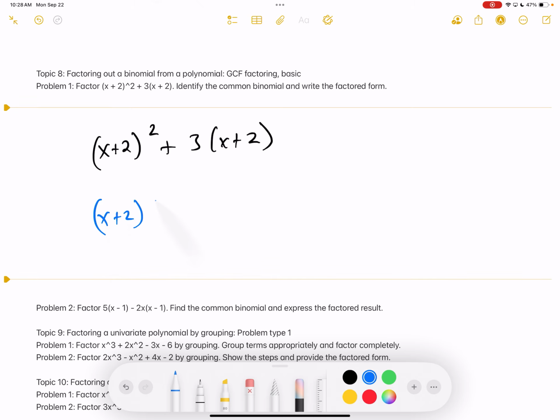If I factor out an x plus 2, this is what's weird. I have an x plus 2. I have one of them left, right? Because there's two of them right there. Because x plus 2 times x plus 2 would be x plus 2 squared. Does that make sense? And then if I take away this x plus 2 squared, I only have a 3 left.